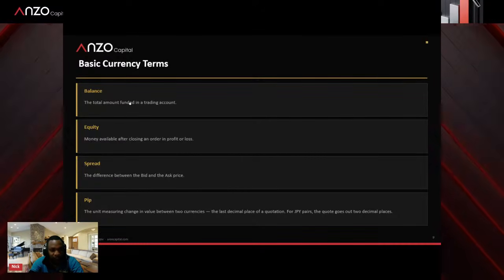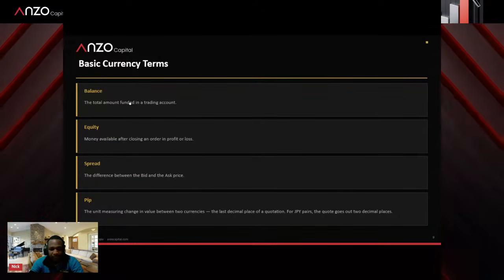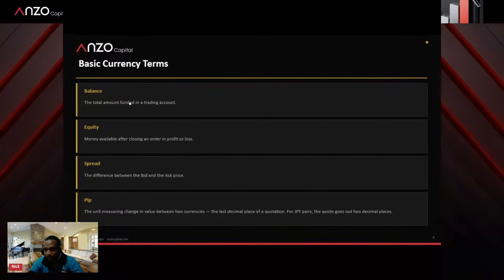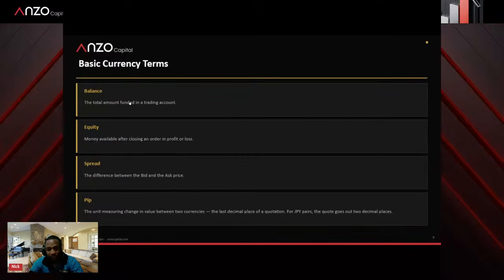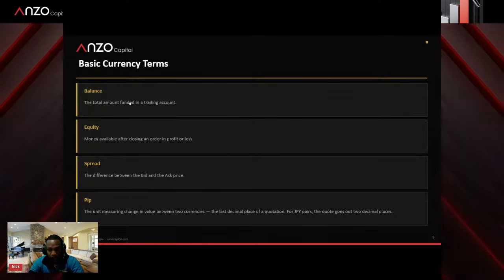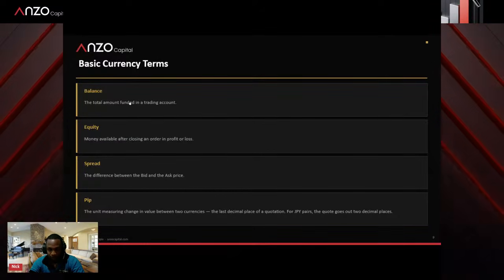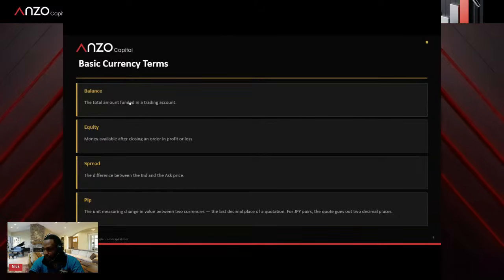Spreads, on the other side: the spread is the difference between the bid and the ask price, which is basically between the buying price and the selling price. When you look at the market, of course, you have a buying price and a selling price. This is the price that the broker is willing to sell to you and the price the broker is willing to buy from you, right? So that difference is basically the spread.